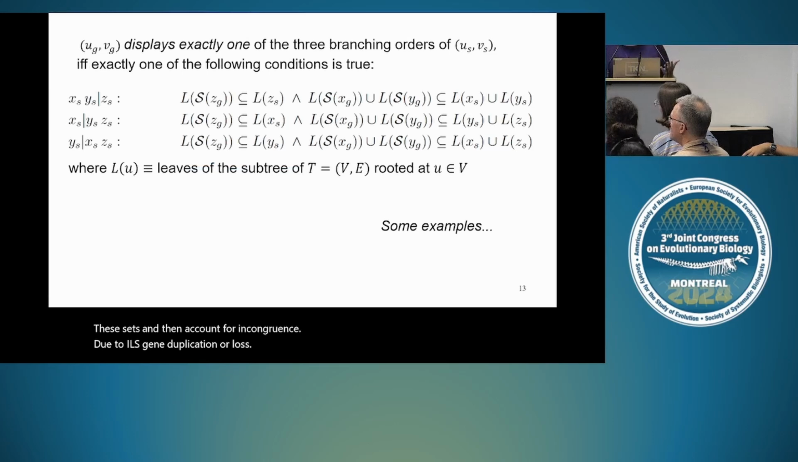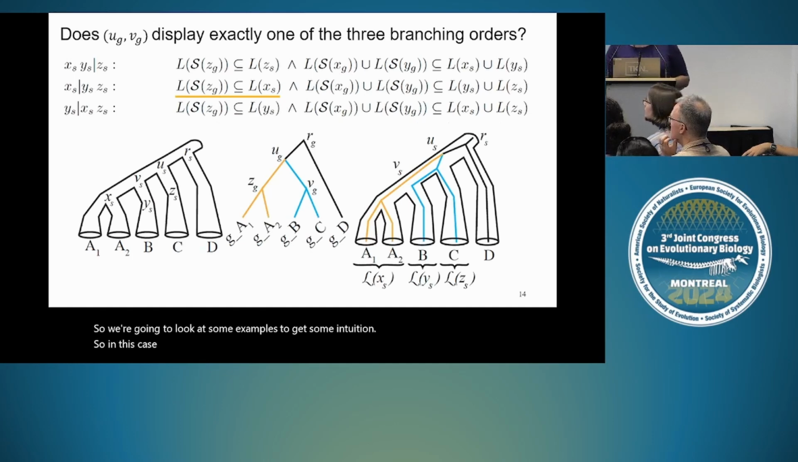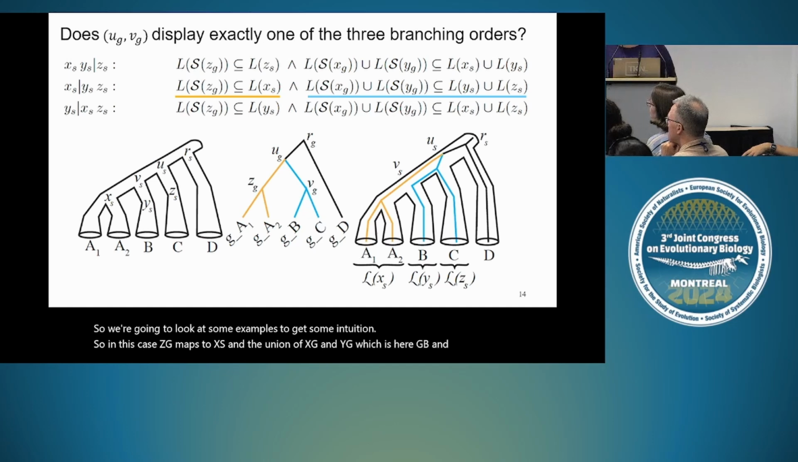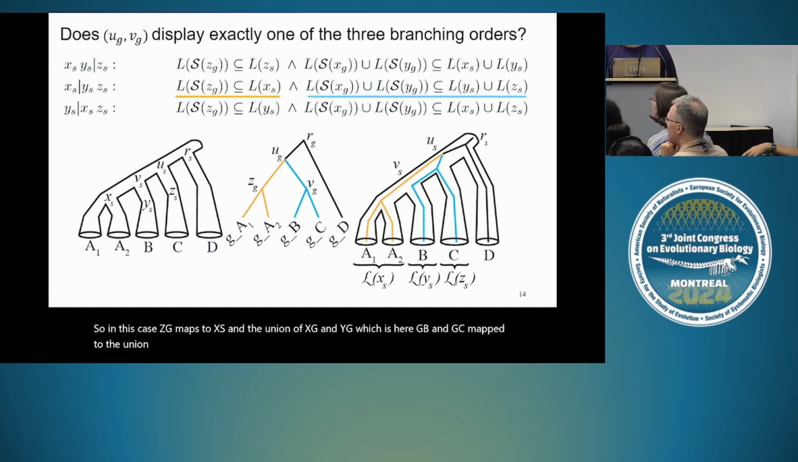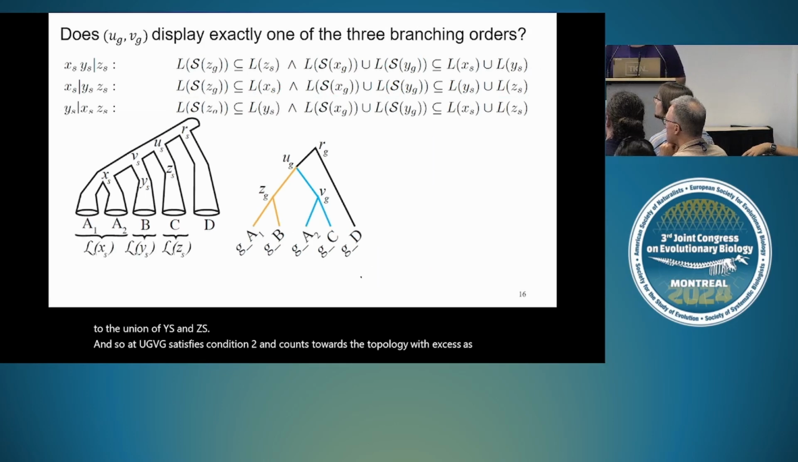So we're going to look at some examples to get some intuition. In this case, ZG maps to XS, and the union of XG and YG, which is here GB and GC, maps to the union of YS and ZS. And so edge UGVG satisfies condition 2 and counts towards the topology with XS as the outgroup.